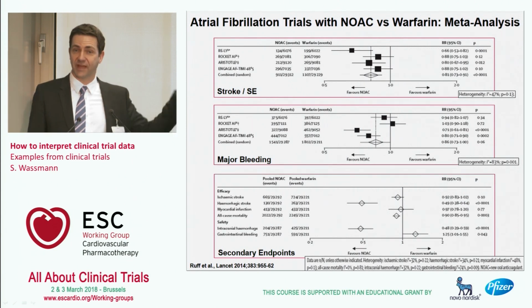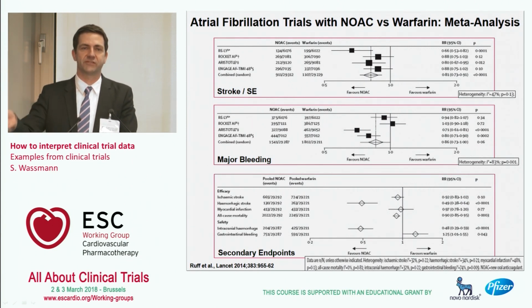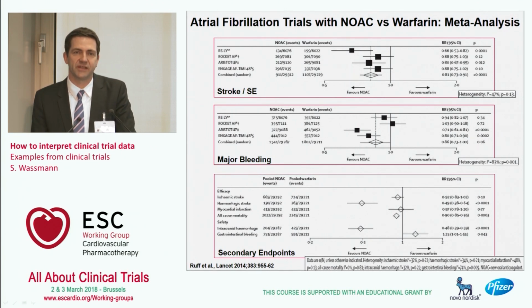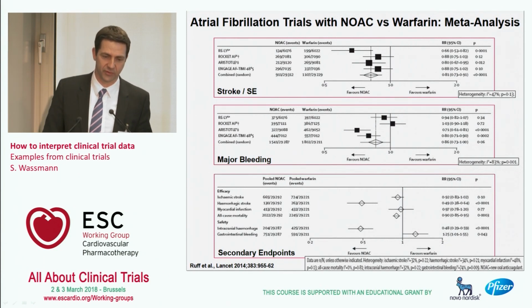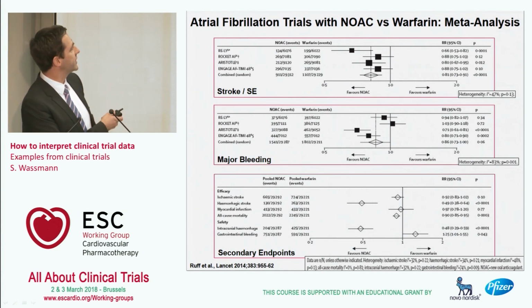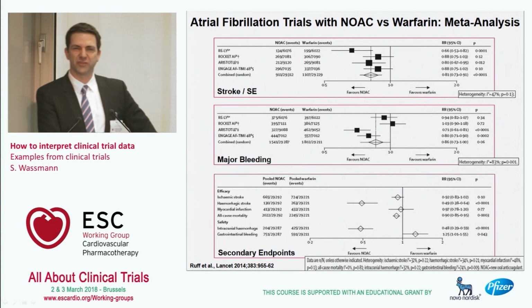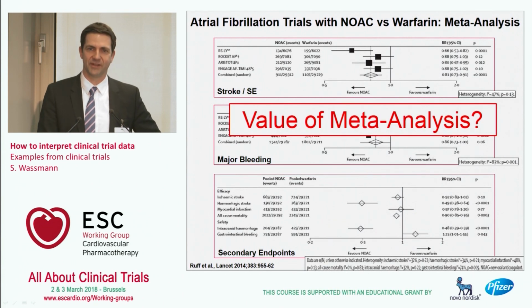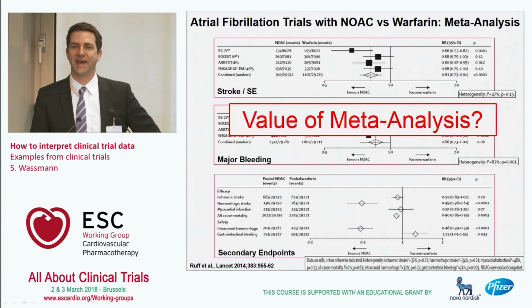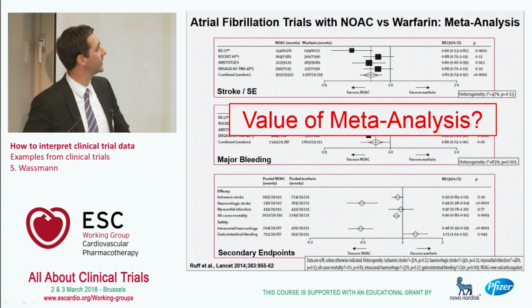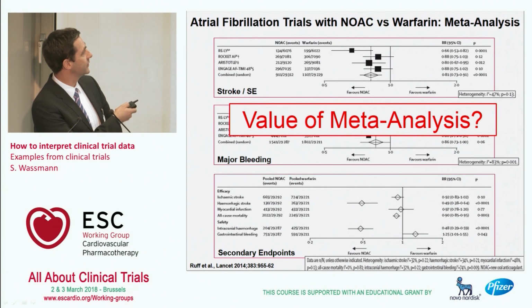Okay, so right after that, there was this meta-analysis. So with the results of the ENGAGE trial, there was this meta-analysis published in The Lancet, NOAC treatment versus warfarin treatment in patients with atrial fibrillation. You see it here. This is for stroke systemic embolism. This is for major bleedings. This is for secondary endpoints. So different drugs, different doses, different patients maybe. So what's the value? Is it adequate? Does it add value? Is it correct? What do you think?